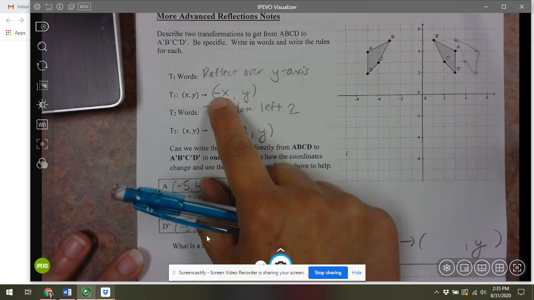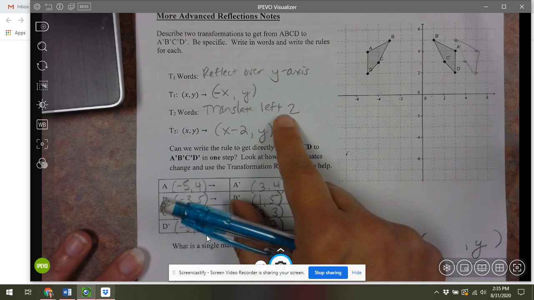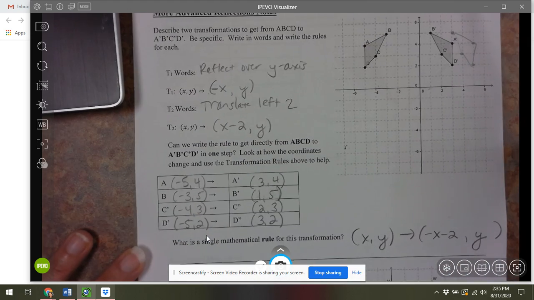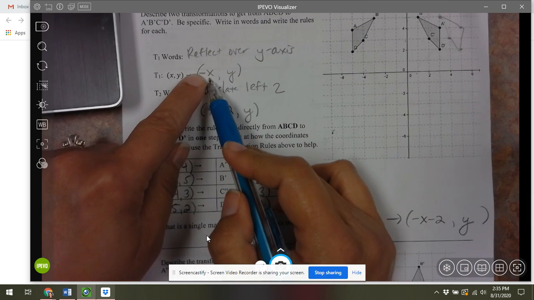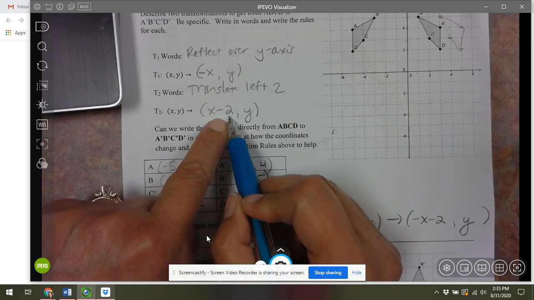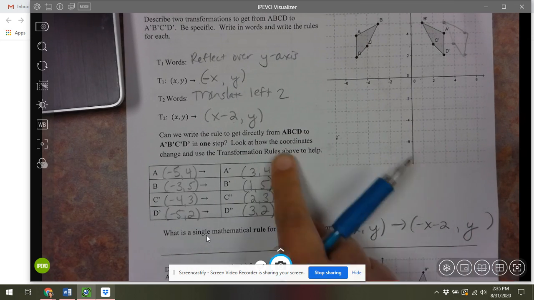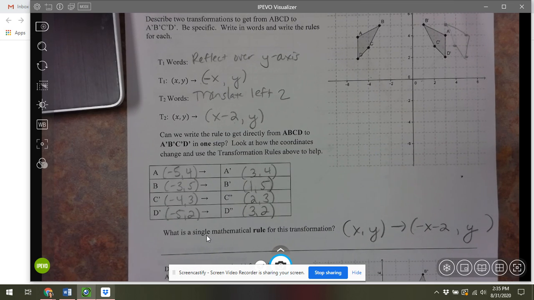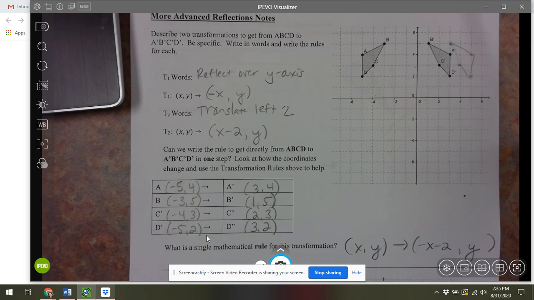So it flipped over the y-axis, that's my rule -x, and then it went 2 left, that's my rule x minus 2. So we're going to combine those into one rule, -x minus 2. -x from here, minus 2 for the left. And that would be one rule to write for this instead of saying you need 2 steps. Okay, I know that's a little confusing, but if you think about it, I think you'll figure out we're just combining these rules to here.